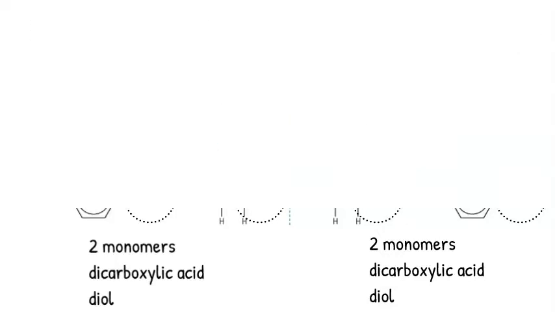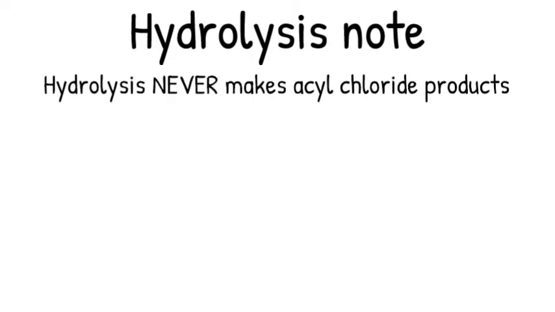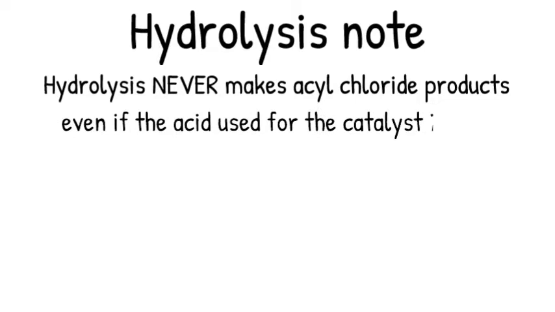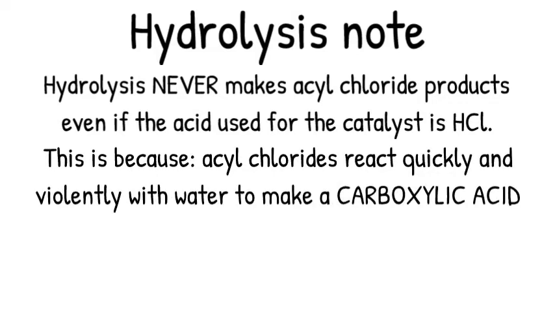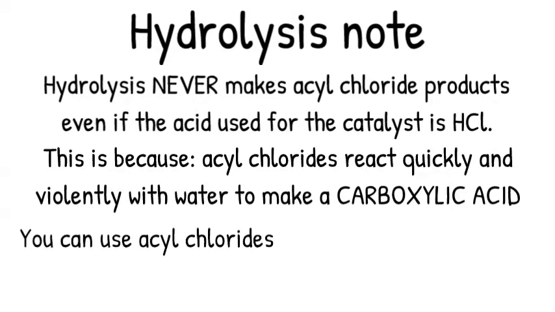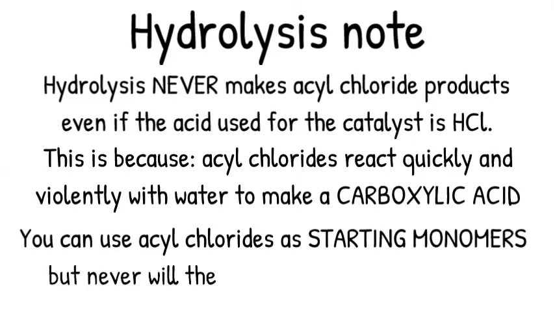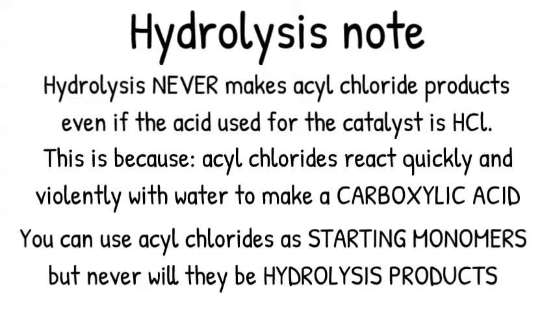Something that's important to note is that in hydrolysis, we can never form an acyl chloride, even if the acid used for the catalyst is hydrochloric acid. This is because if you remember back to your organic chemistry, acyl chlorides react violently with water. And so if we're sitting in water, as we would be with hydrolysis, we're never going to form an acyl chloride. So you can use acyl chloride to start to build your polymer, but it will never be the product of hydrolysis.